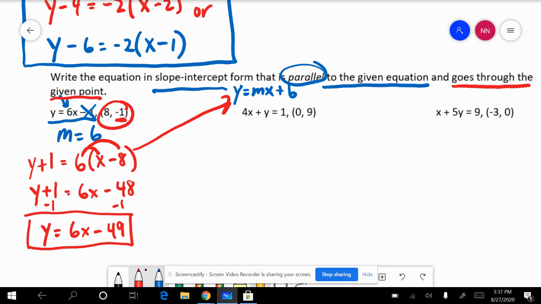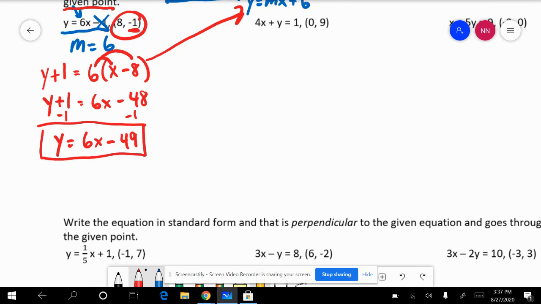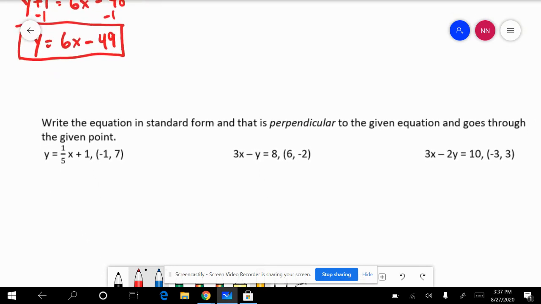Now, the third type is going to be similar to the one that we just did. The only difference is that it doesn't say that it's parallel, it says that it's perpendicular. And we know that perpendicular slopes are negative reciprocals. So if we have a slope of 5, the perpendicular slope would be negative 1/5. Or if we had a slope of 5/3, the perpendicular slope would be negative 3/5.